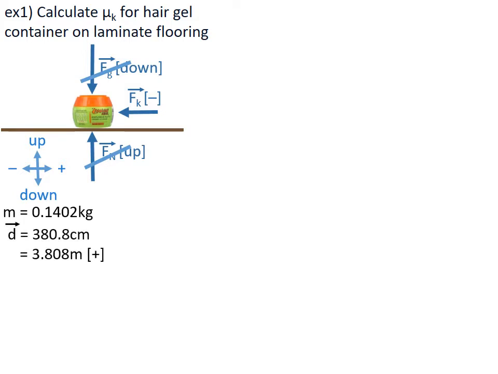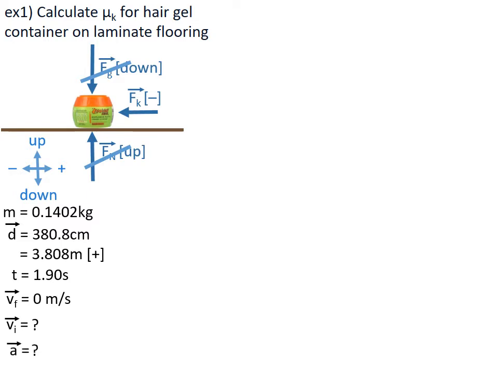Displacement was measured. That's 3.808 meters in the positive direction. Time was 1.90 seconds. Final velocity is 0 meters per second because it came to a stop. And the initial velocity, we don't know how fast it was traveling when it left Porter's hand, and we don't know what the acceleration was.